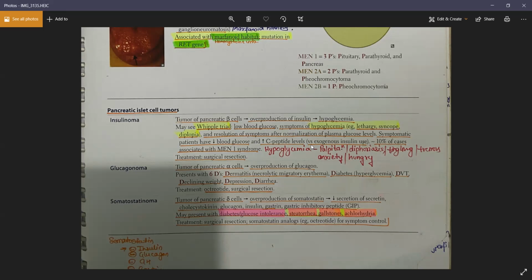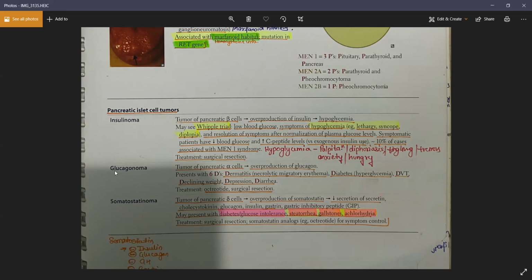Okay, then a very important one is the glucagonoma. It is the most confusing because the symptoms are very vague and can resemble other tumors or other conditions also. So you need to be very careful while diagnosing the patient with glucagonoma. First thing, in case of glucagonoma, because you have high glucagon levels, would be diabetes in the patient.